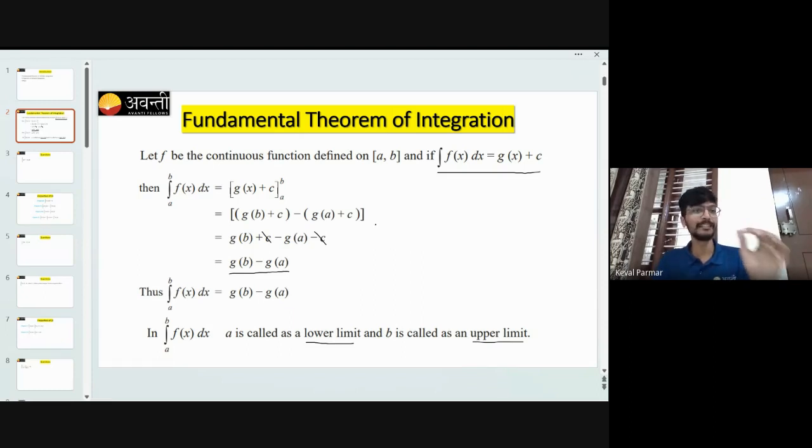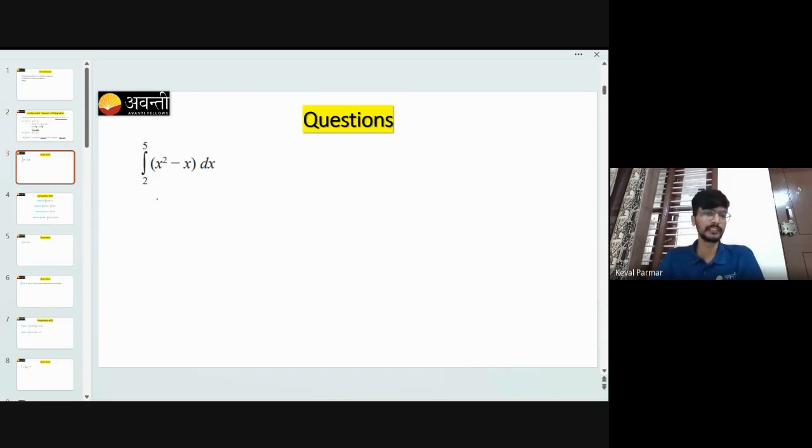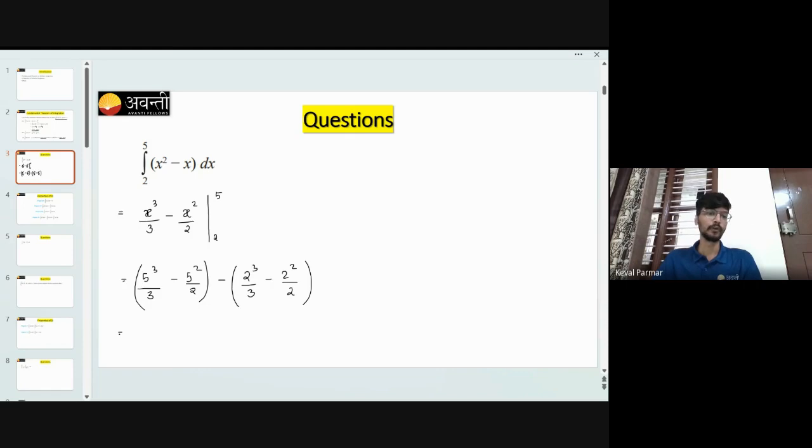So let's first check the basics of how to use the upper limit and lower limit. Very simple question. I can write it as the integration of x square, x cube upon 3, minus the integration of x, x square upon 2. The limits are from 2 to 5. If I put the upper limit, I'll get 5 cube upon 3 minus 5 square upon 2. Minus the lower limit, 2 cube upon 3 minus 2 square upon 2. So I'll get 125 by 3 minus 25 by 2 minus 8 by 3 minus 4 by 2.